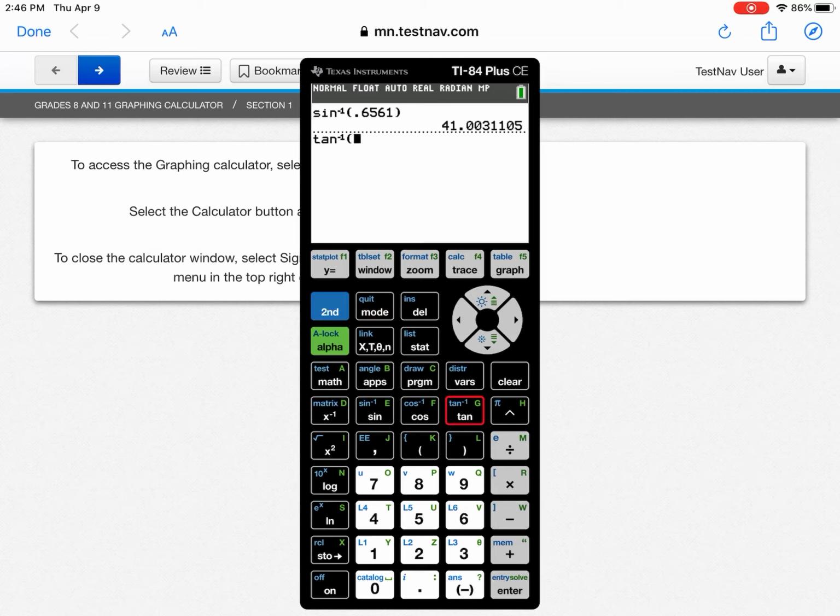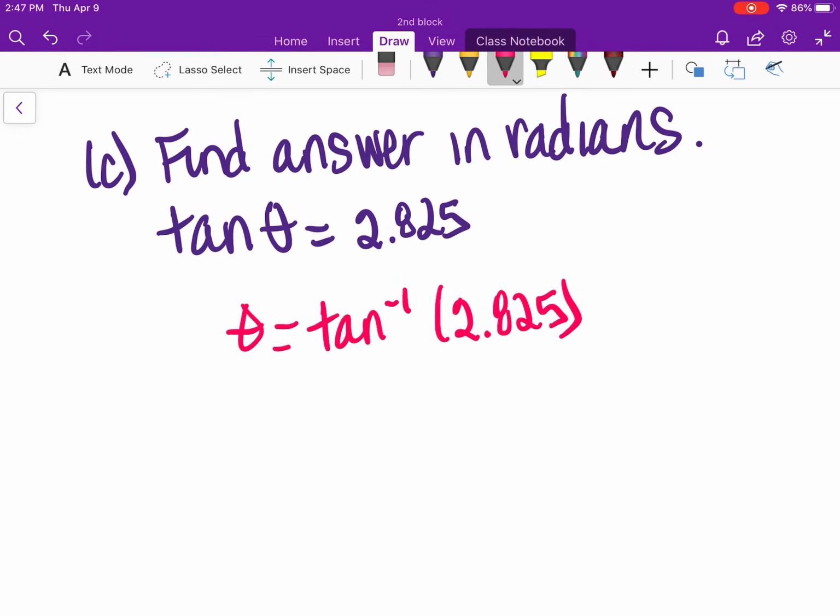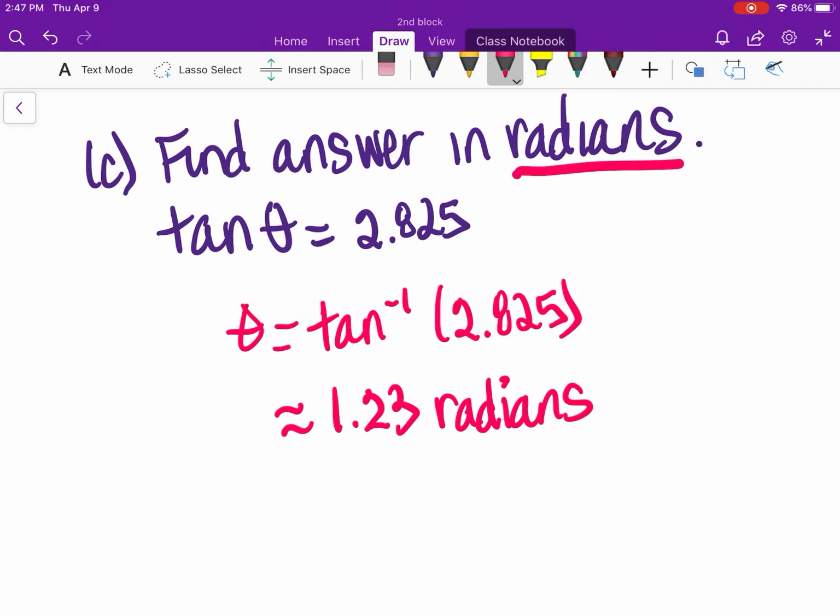I type in second tangent. The number was 2.825. And there's my answer, about 1.23 radians. So just pay attention to your MyMathLab and make sure you know whether it's asking you to put your answer in radian form or degree form.